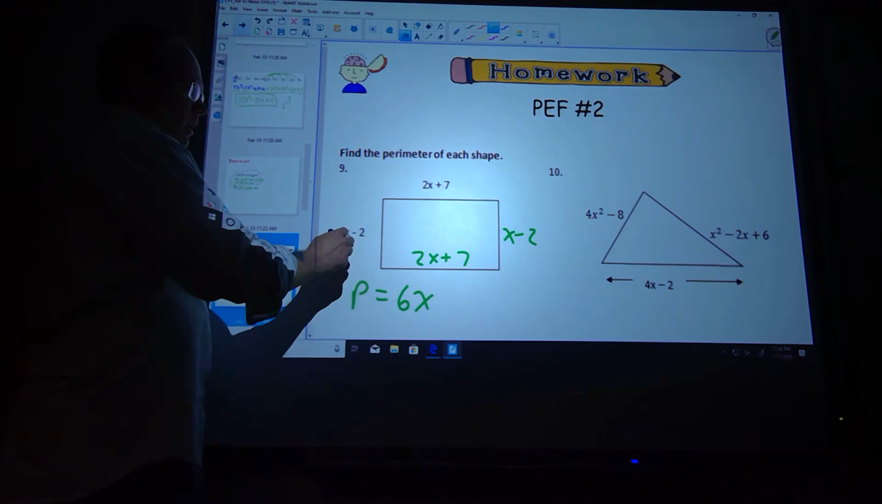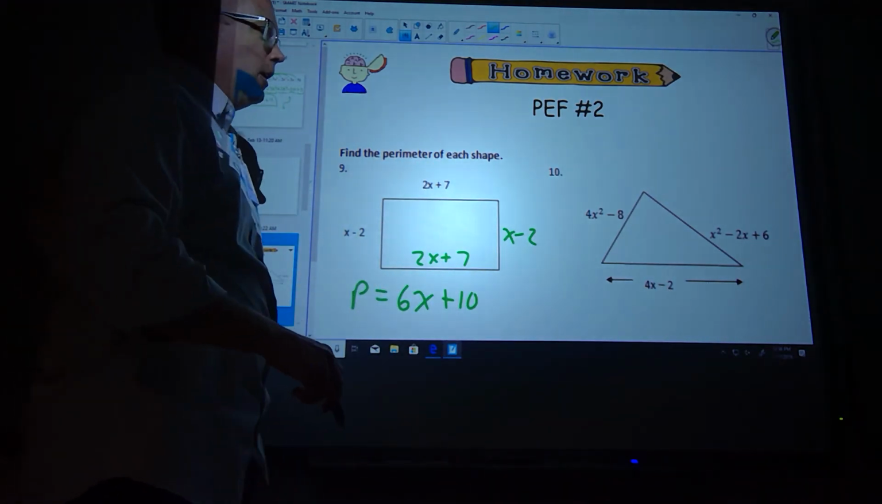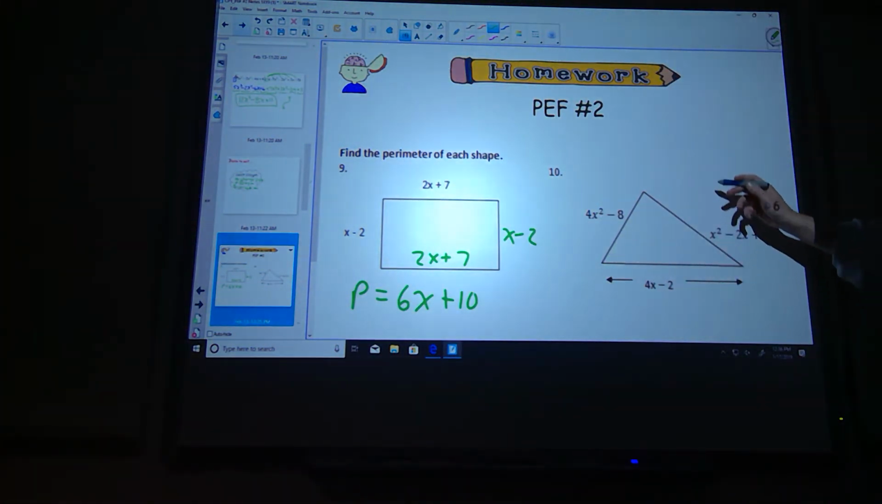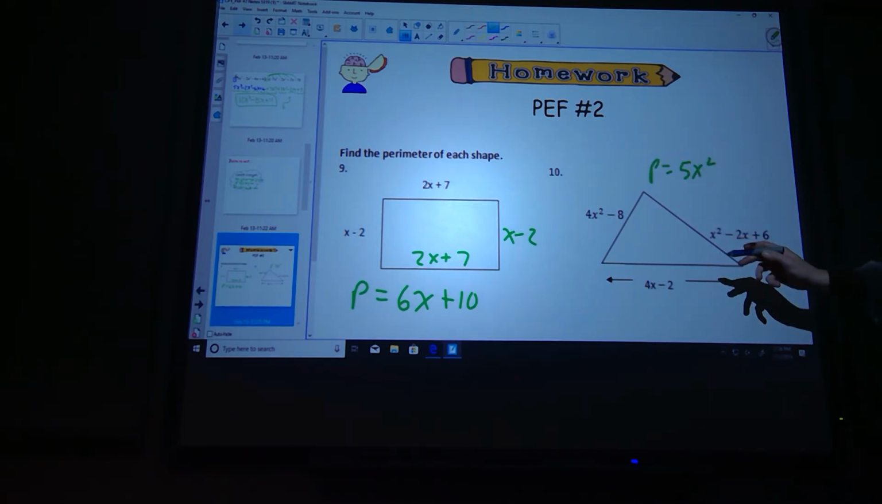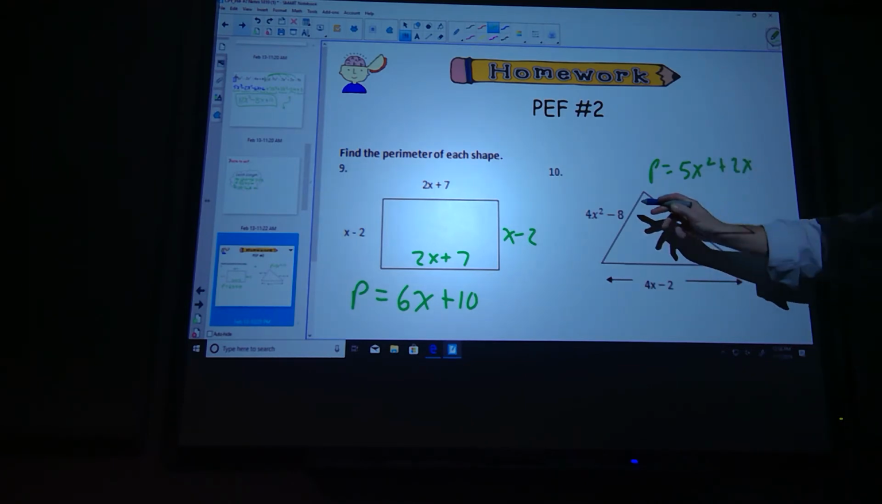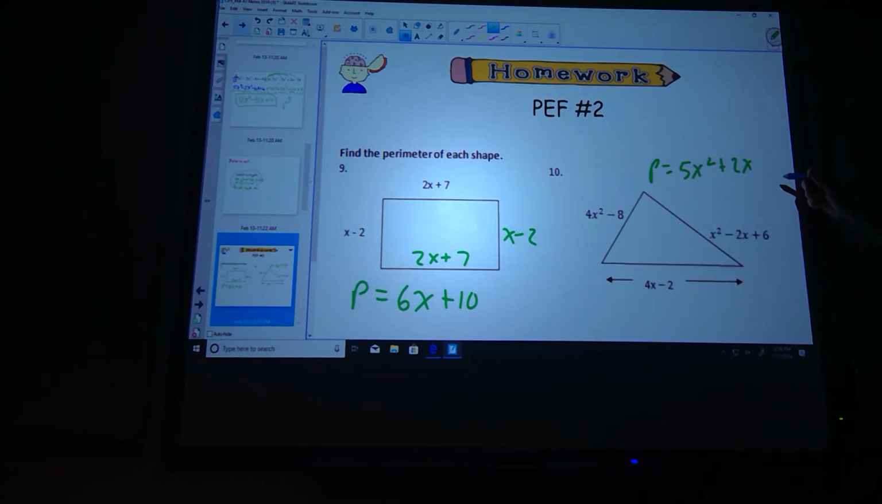And then 5 and 5, positive 10. So the perimeter of this shape is that. If I wanted to find the perimeter of this shape, notice I have a 4x squared and x squared, so I get 5x squared. So that's my perimeter so far. And then I have a negative 2x and a positive 4x, so that's plus 2x. And then I have a negative 8, negative 2, that's negative 10. Negative 10 and positive 6 is negative 4. So this actually has a perimeter of that.